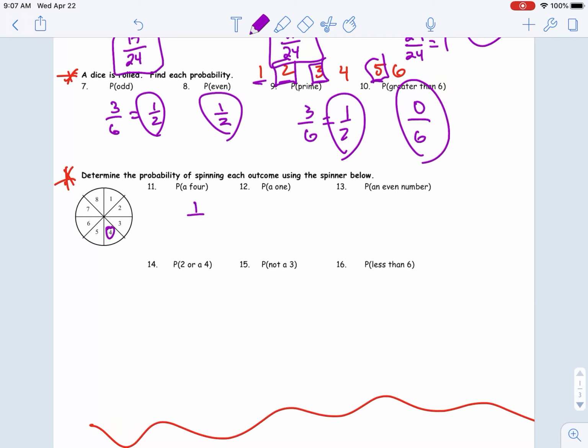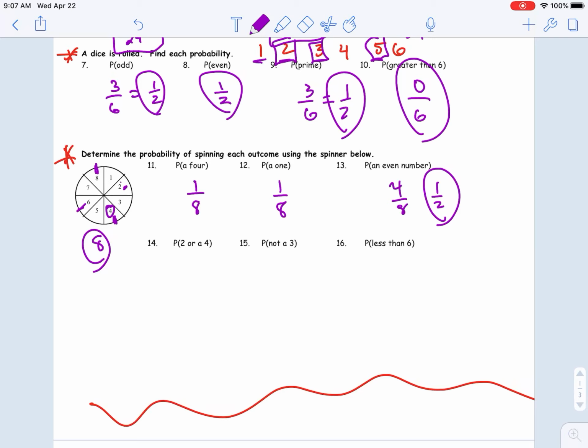All right, the spinner. A 4. There's 1 four out of 8. The total is 8, so every denominator is 8 until you reduce. A 1, 1 out of 8. An even number, 2, 4, 6, 8, so 4 out of 8, 1/2. A 2 or a 4. Well, there's 1 two and 1 four, so that's 2 out of 8. Reduce it, 1/4.